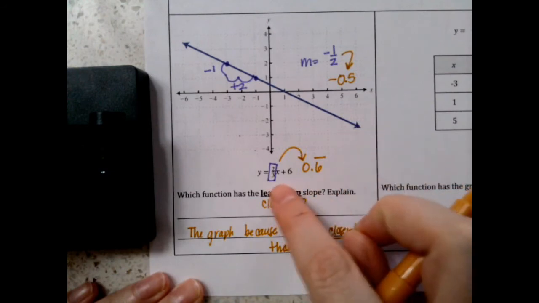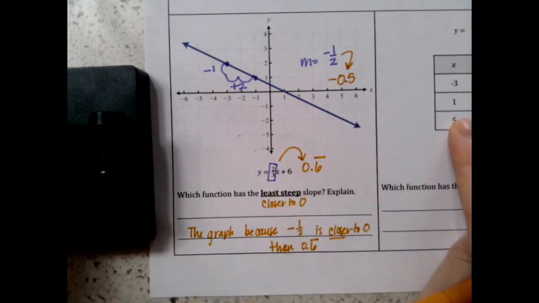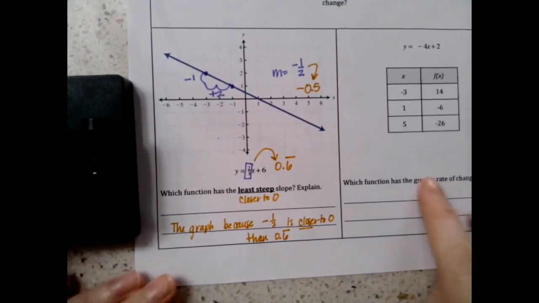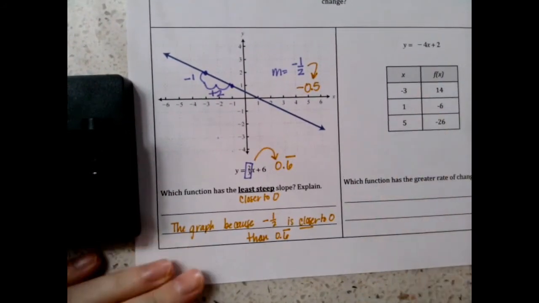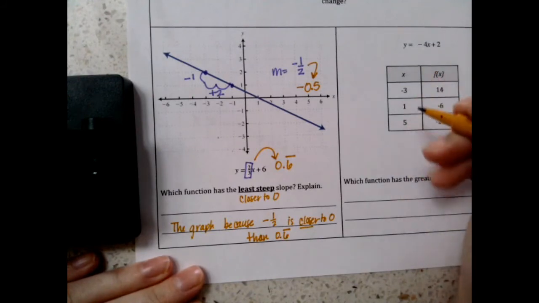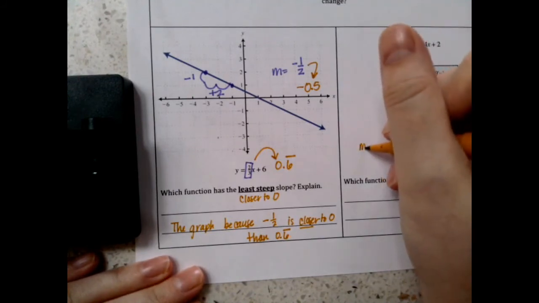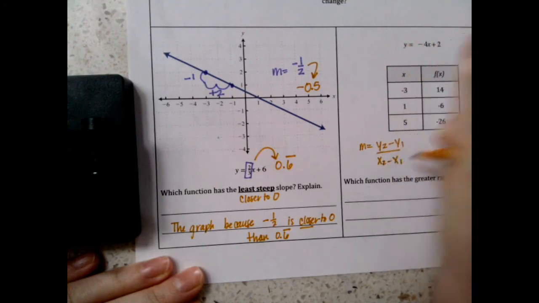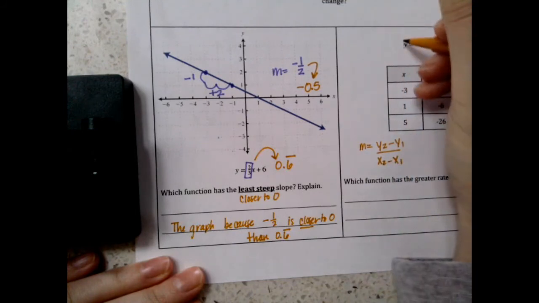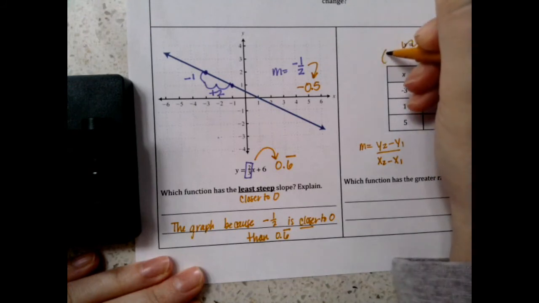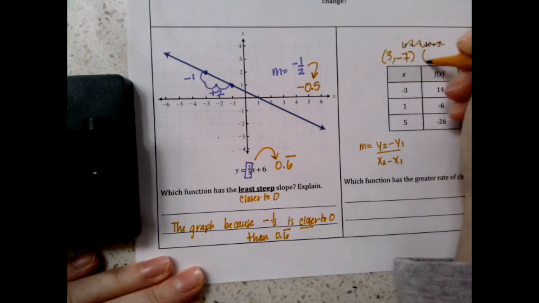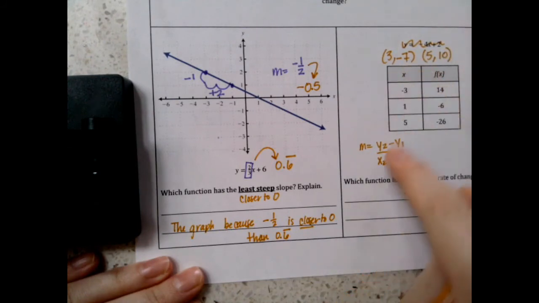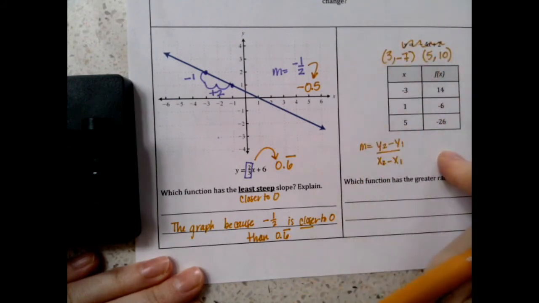Besides a graph and an equation, you could also have a table or a set of points. And for a table or a set of points, you find the slope the exact same way, and that's using the slope formula. So if instead of this equation, I had the points (3, -7) and (5, 10), I could use those 2 points, plug them into the slope formula, and find my slope.